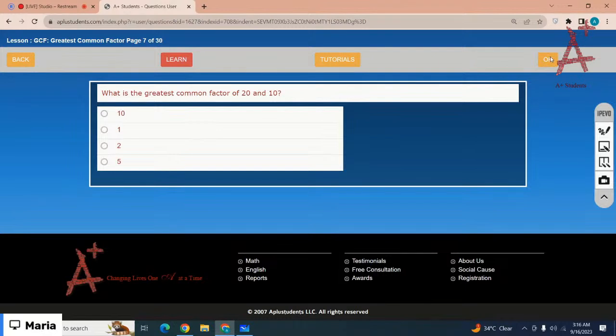What is the greatest common factor of 20 and 10? Which is the correct option? The greatest common factor is, very good, that would be 10.